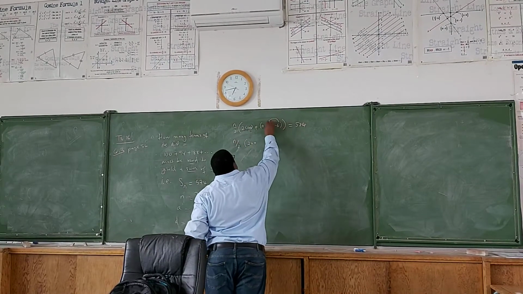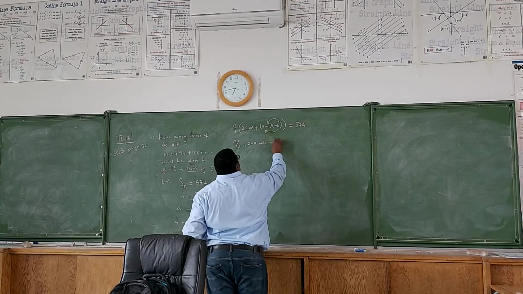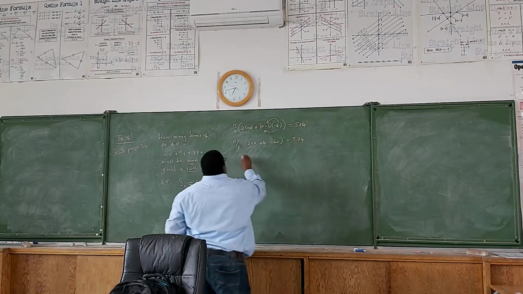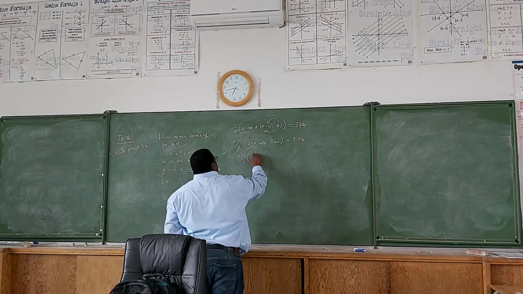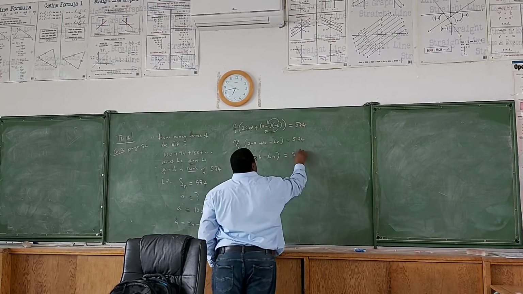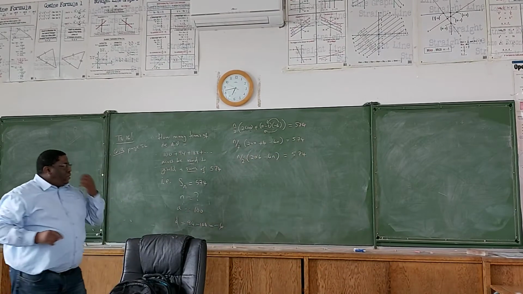And then if you multiply, that gives you a 6 minus 6n. And then you are going to get 206 minus 6n equals 574. So you can multiply both sides by 2. Alright, 1,150.